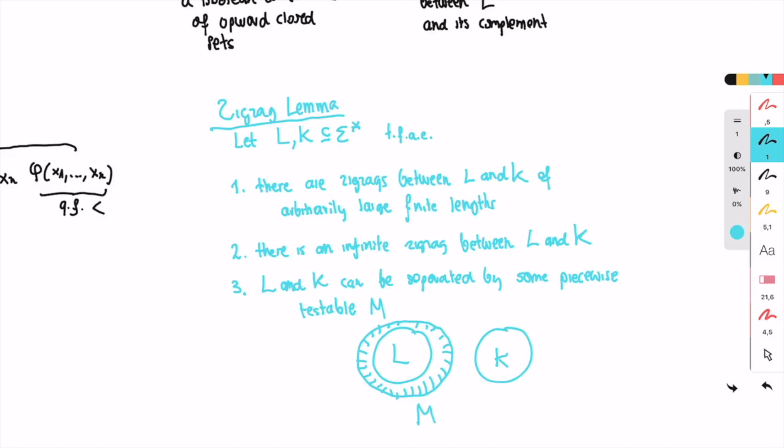Now, how can you separate something from its complement? Well, the separator has to be equal to L, because there's no space in between. So if L can be separated from its complement by some piecewise testable M, it means that L itself is piecewise testable. And therefore the zigzag lemma establishes the black equivalence on the top of the screen, this one.